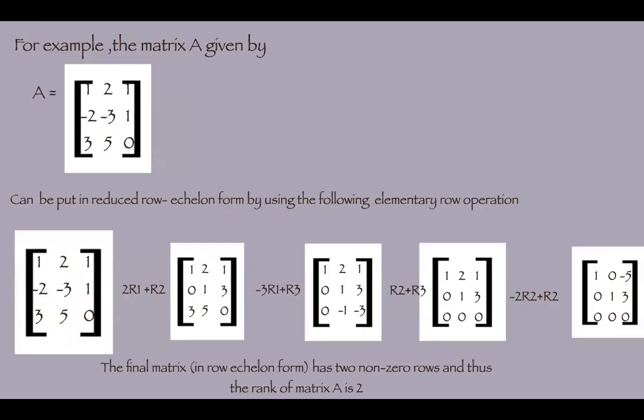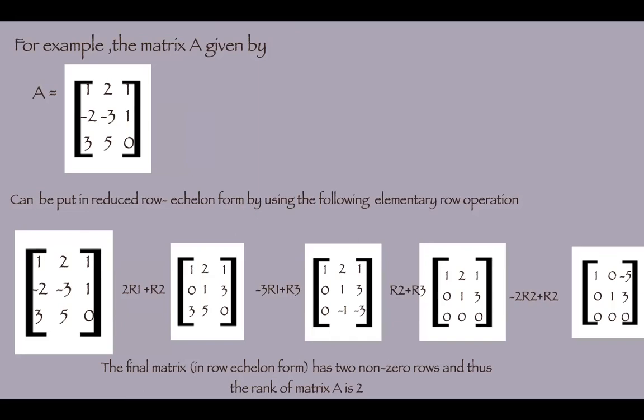Here is another example for the given matrix A. It can be put in reduced row echelon form by using the following elementary row operations. In the elementary row operations, we have to use only row operations. We should not use any column operations here. If we use column operations, maybe the equation will not tally with the answer. So we have to do only row operations.